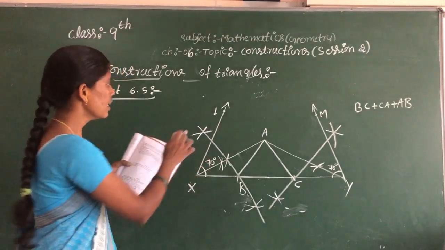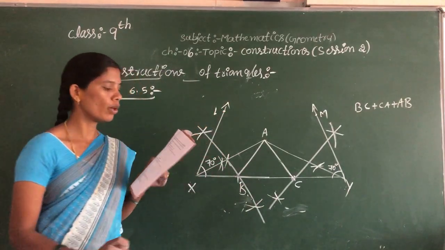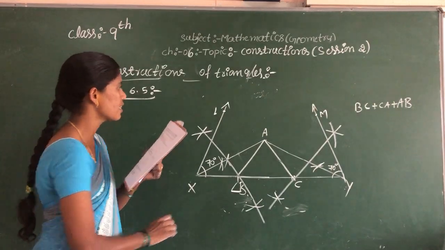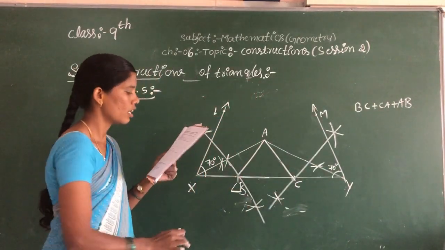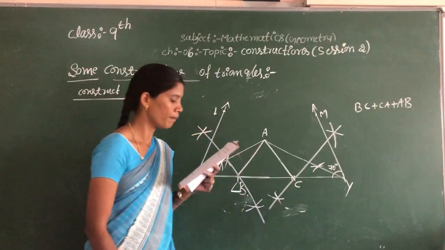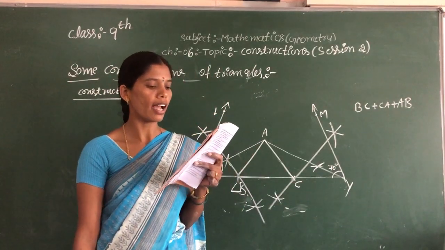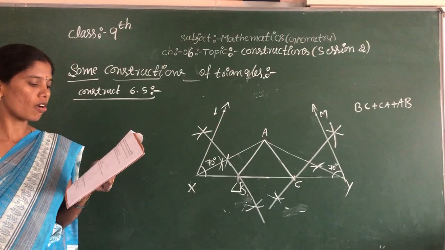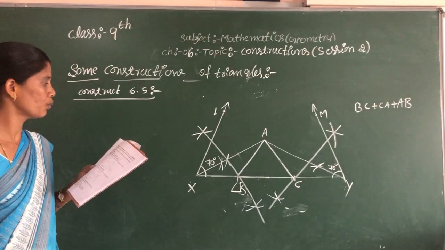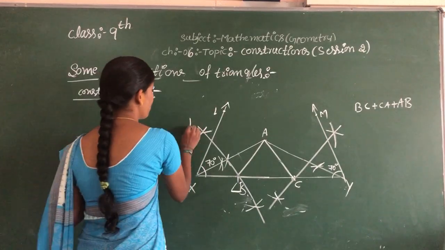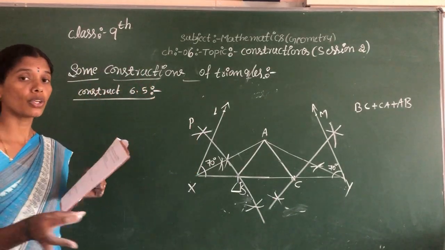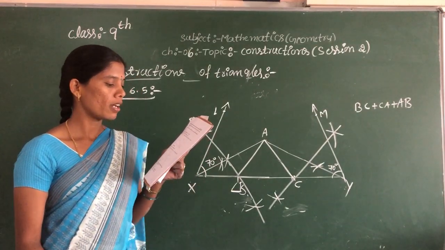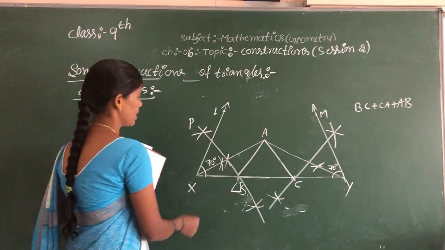Make angle LXY equal to which one? Angle B, and angle MYX equal to angle C, and bisect angle LXY and angle MYX. Let the bisectors intersect at a point A. So draw a perpendicular bisector PQ. Where is PQ? It is not given. Perpendicular bisector means you should take the line segment in half. Okay. So the perpendicular bisector PQ of AX.